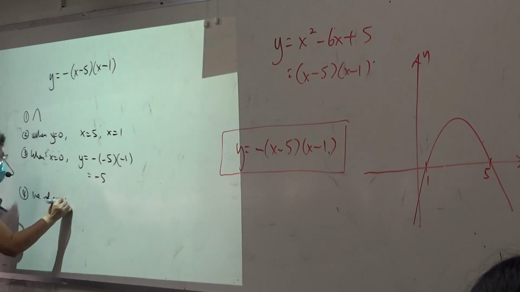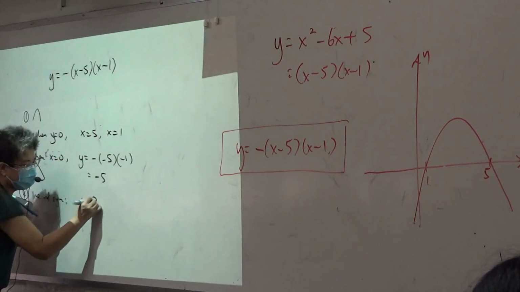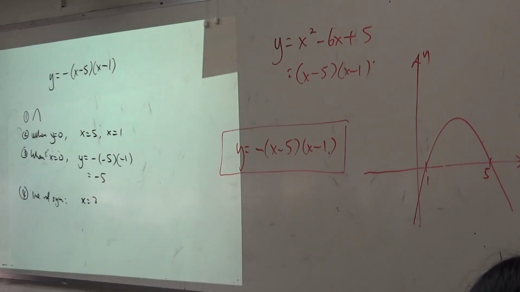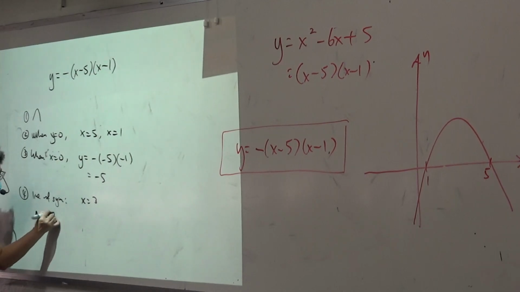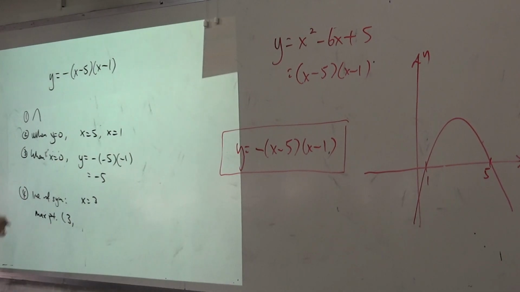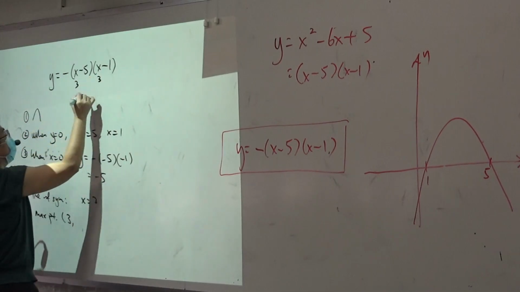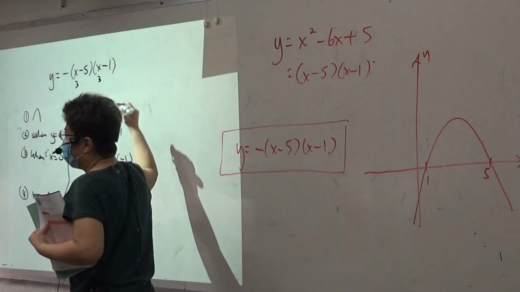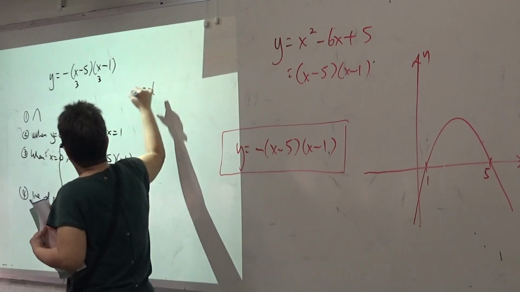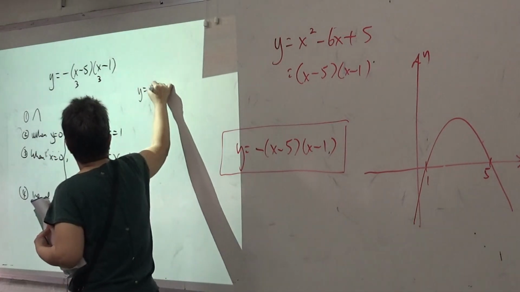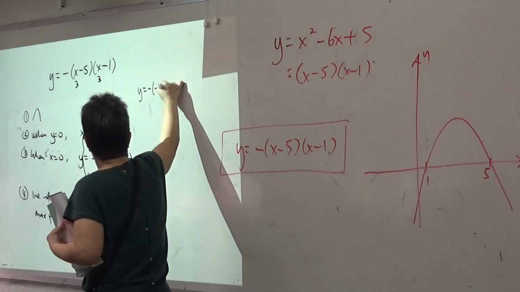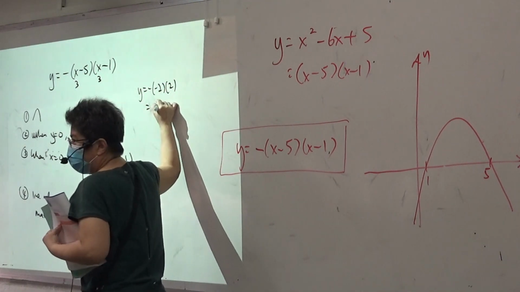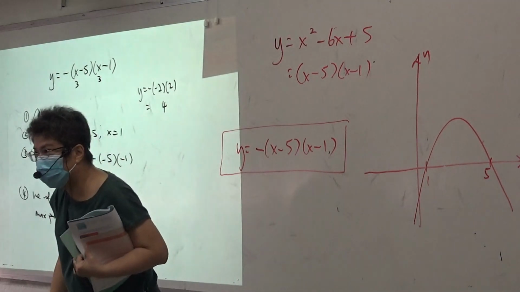Okay. Now, line of symmetry. Can you see it's the same thing? So it will still be x equals 3, right? Correct? What about the maximum point now? It will be (3, y). Now, when x is 3, what is my y? Negative, this one becomes negative 2, right? What will this become? 2. So what does it become? Positive 4. Can you see it now?